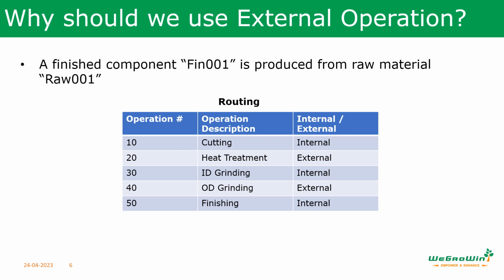A finished component, FinComp, has to be produced from raw material, and it has the sequence of operations shown here. Operation 10 is cutting, internal. Operation 20 is heat treatment, external. Operation 30 is internal grinding, internal. Operation 40 is outer grinding, that is external. Operation 50 is the finishing. So these are the various operations.